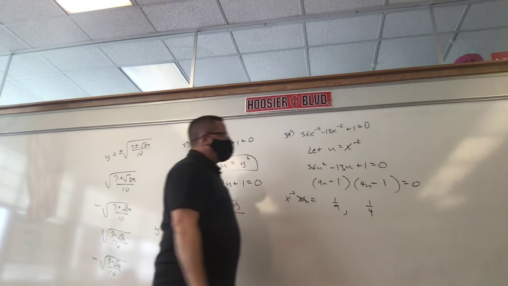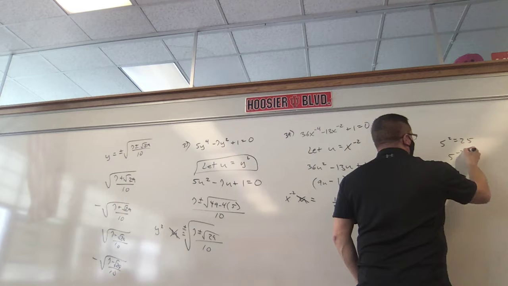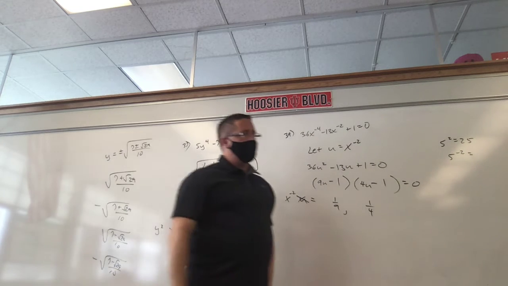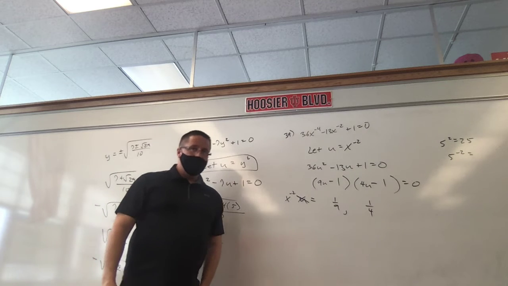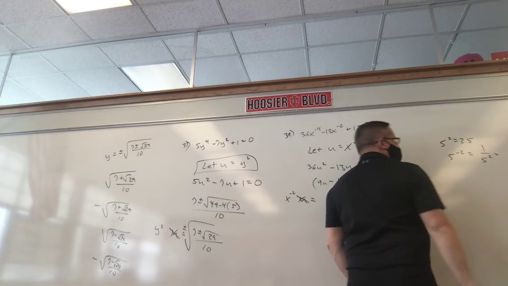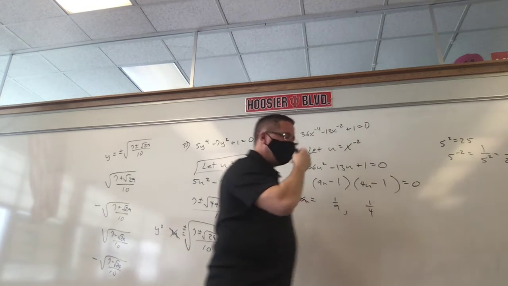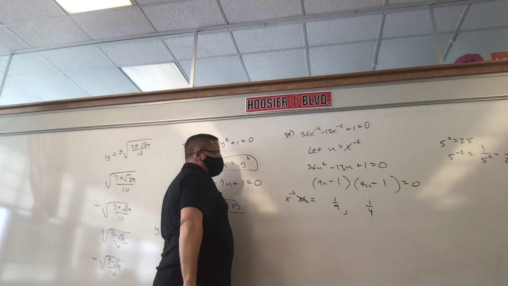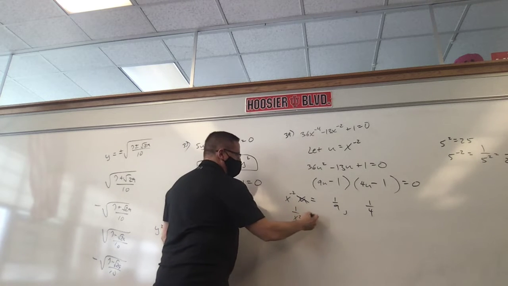Real quick here, more review. 5 squared is 25. What's 5 to the negative second? And do not say negative 25. It's not negative 25. Remember negative exponents? They don't make them negative. That's the same as 1 over 5 squared. So it's not negative 25, it's what? 1 over 25. So what's another way of saying x to the negative second? 1 over x squared.